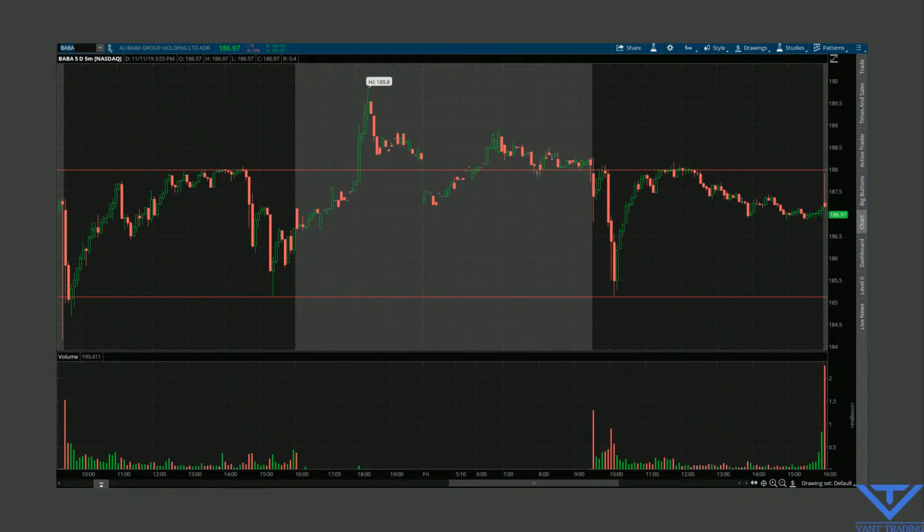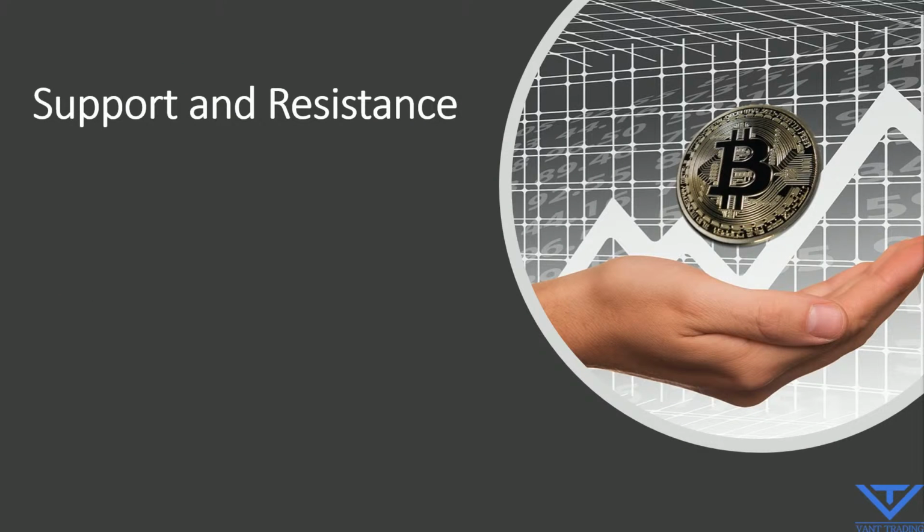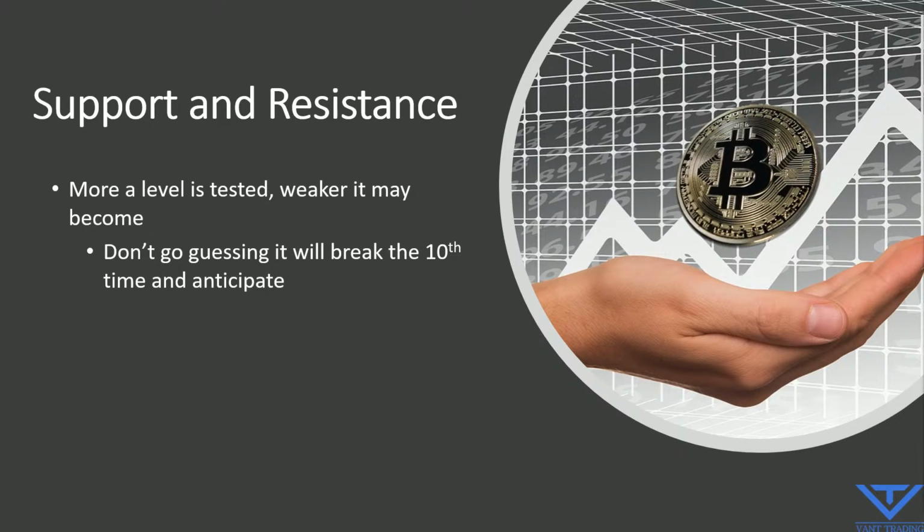I just want to show you, to make you feel good that you're learning something valuable here, because it's the core fundamentals of technical analysis. So support and resistance, like I said, the more it's tested, the weaker it can become. But I want to warn you not to go guessing that it will break the 10th time and anticipate. Yes, there are times when you can anticipate. That gets a little more complex. It's a little more of an advanced thing because what you should be doing is, if the stock is at a key resistance or support level, you should be watching the price action.